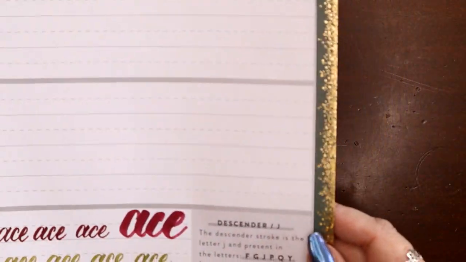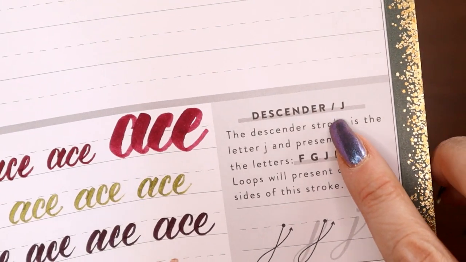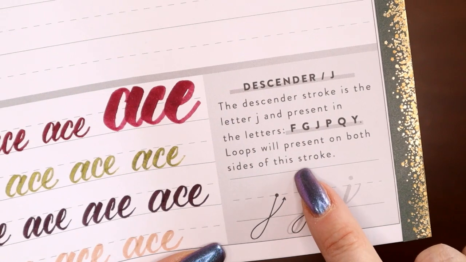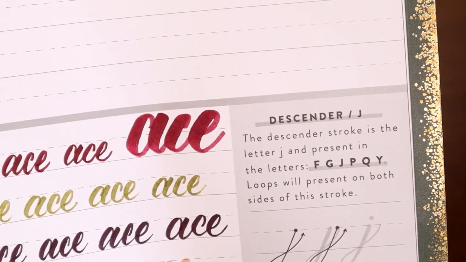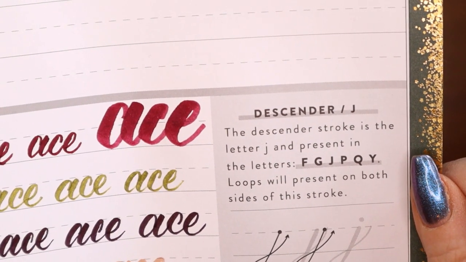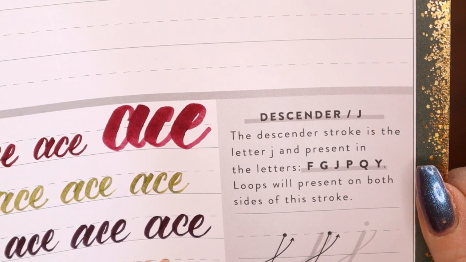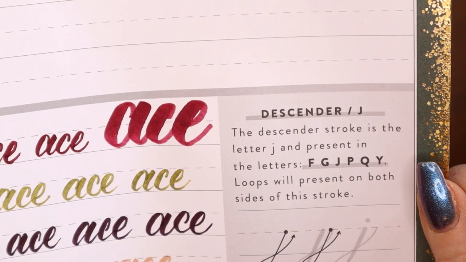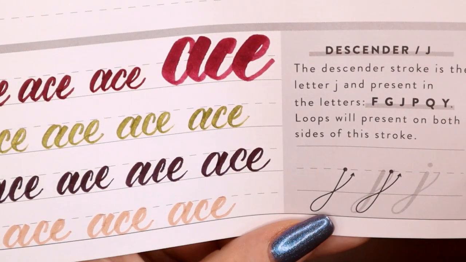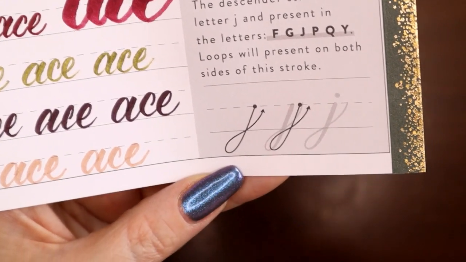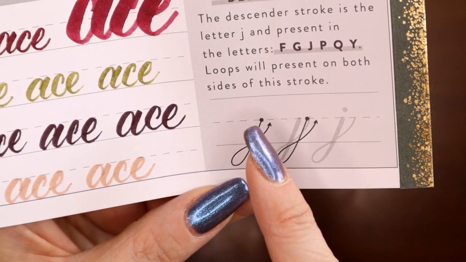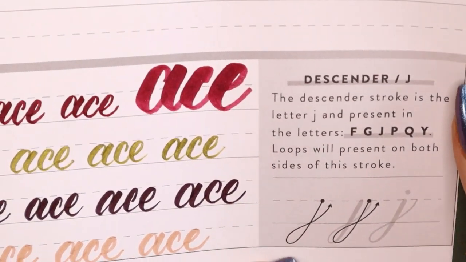So let's do a deep dive into the J. So J is a descender. Again, descenders go down below the baseline. Ascenders go up above the midline. That's what we've been doing up to now, the last few letters. So the descender stroke is the letter J and present in the letters F, G, J, P, Q, and Y. Loops will be present on both sides of this stroke. All they mean is your loop can go around clockwise, or it can come counterclockwise in some of the later letters that we practice.